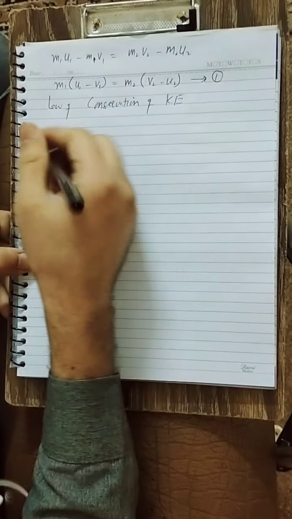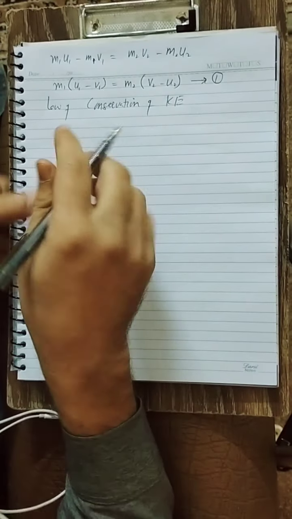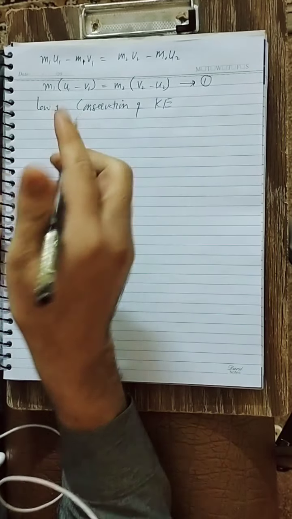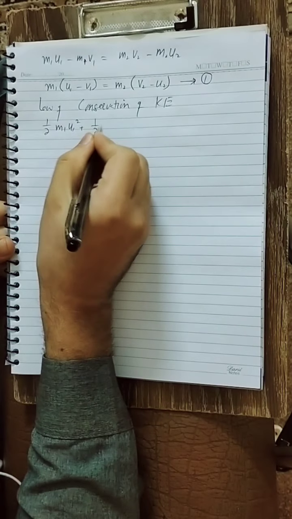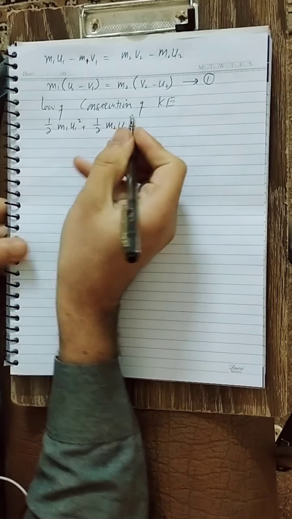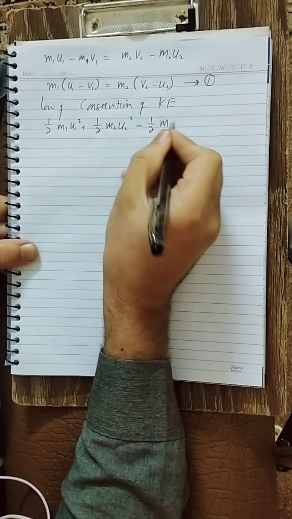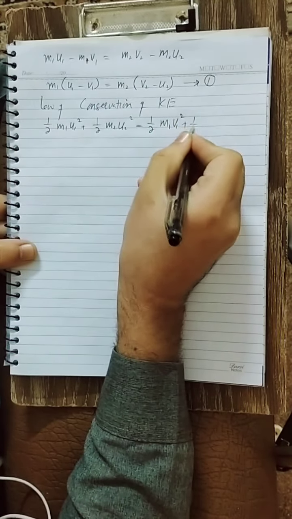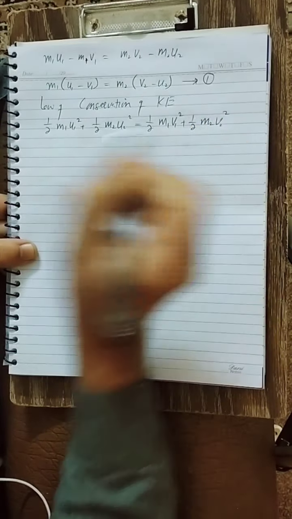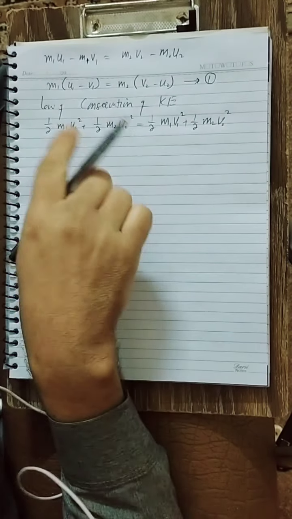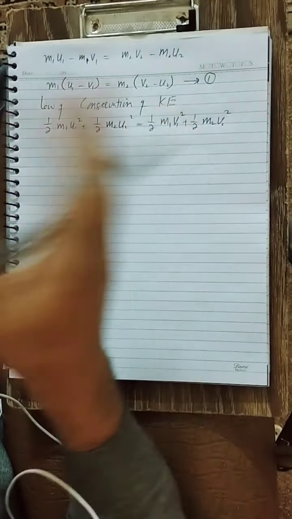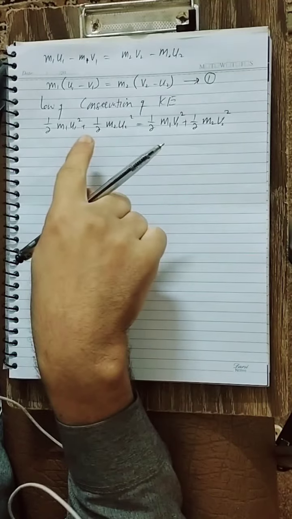Okay. Look at this page, the kinetic energy of the first mass is half m1 u1 square plus half m2 u2 square is equal to half m1 v1 square plus half m2 v2 square. This is called the law of conservation of kinetic energy, which means the initial kinetic energy will be equal to the final kinetic energy. Now again the same process we will apply.